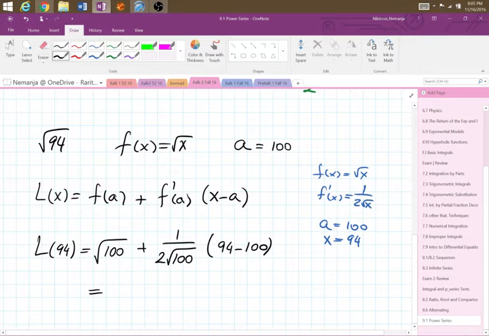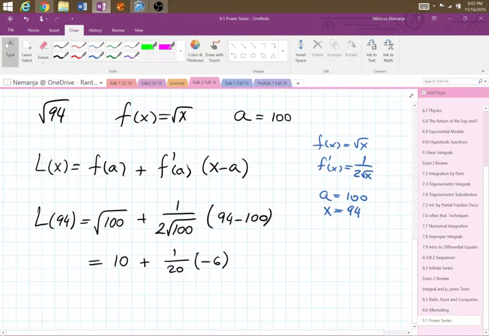What happened? You have 10 plus 1 over 20. And then this is negative 6, right? So we have 10 minus 3/10, which is 9 and 7/10, which is 9.7, right? Is that good? 9.7?